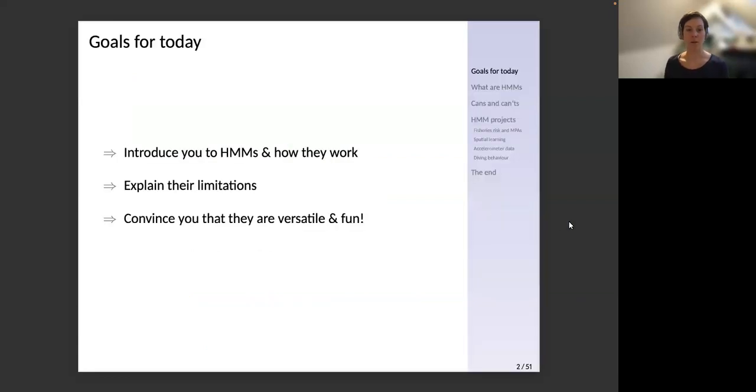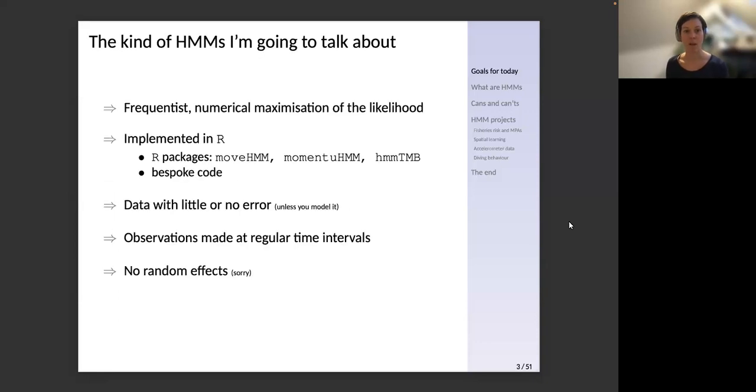Okay. So goals for today, I'd just like to give a brief introduction to, and it will be very brief, hidden Markov models, and hopefully give you an idea of how they work, explain a little bit about their limitations, and convince you that they're actually quite versatile and fun models. So the kinds of HMMs I'm going to be talking about today are frequentist ones, where we use numerical maximization of the likelihood to estimate the parameters of interest.